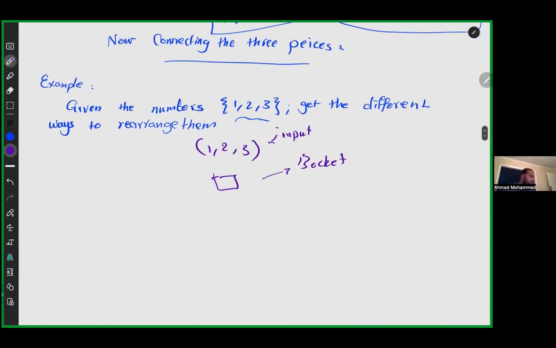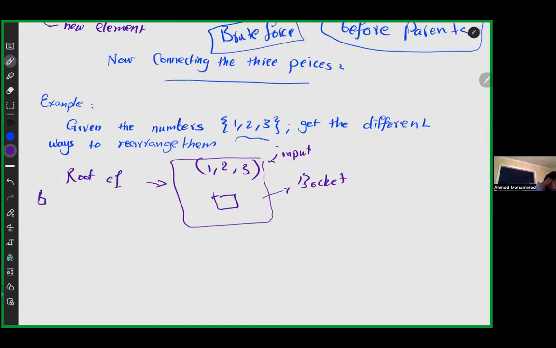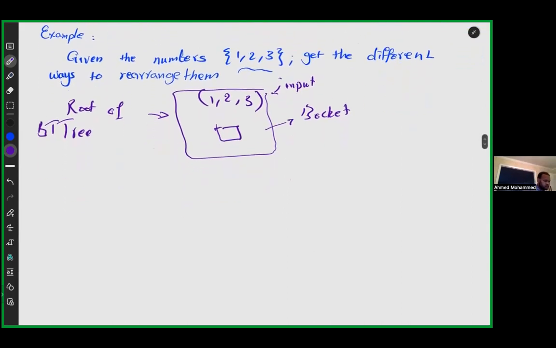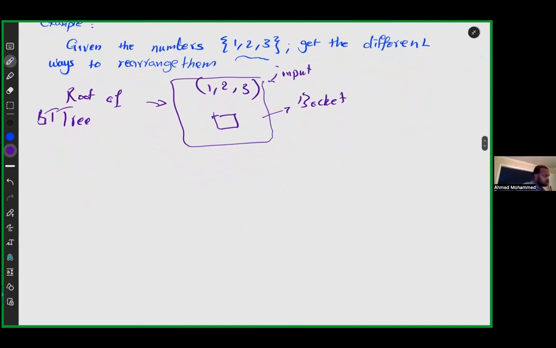Okay, we want to generate all of the permutations of this number. So this will be the root of the backtracking tree. The general idea is we generate the children recursively, but we will not get back to a sibling unless we complete the children till the leaves. Then we can get back to the siblings.